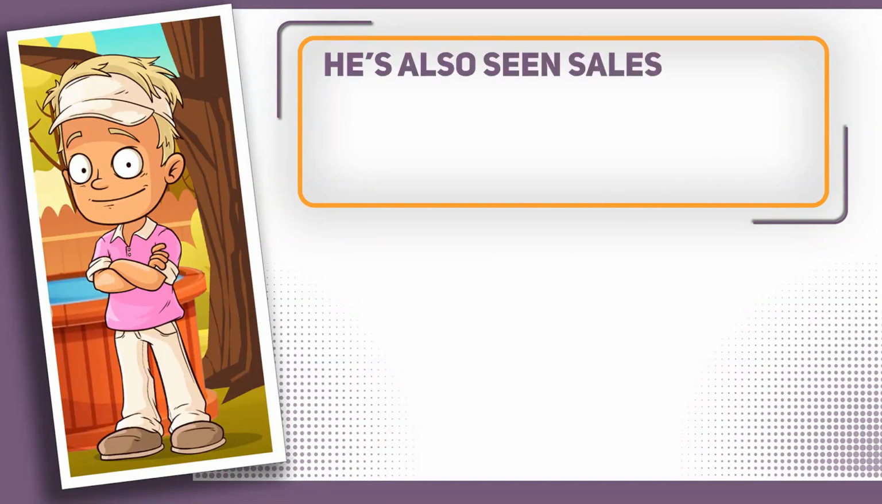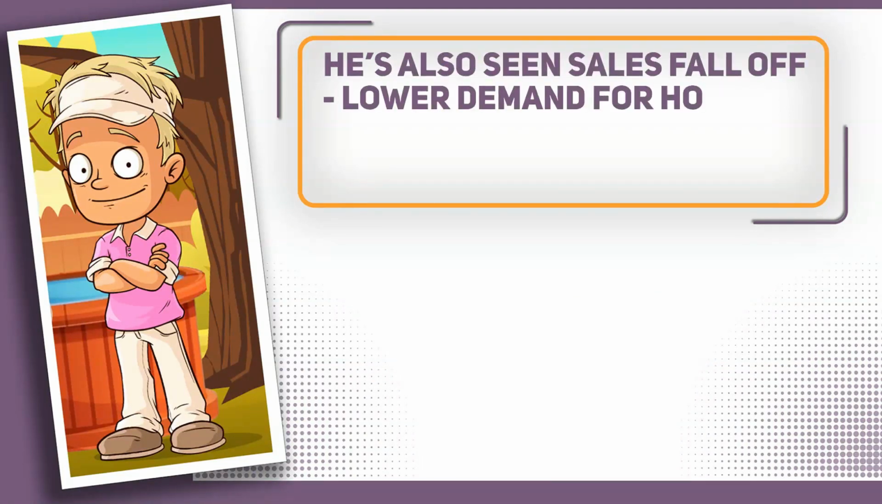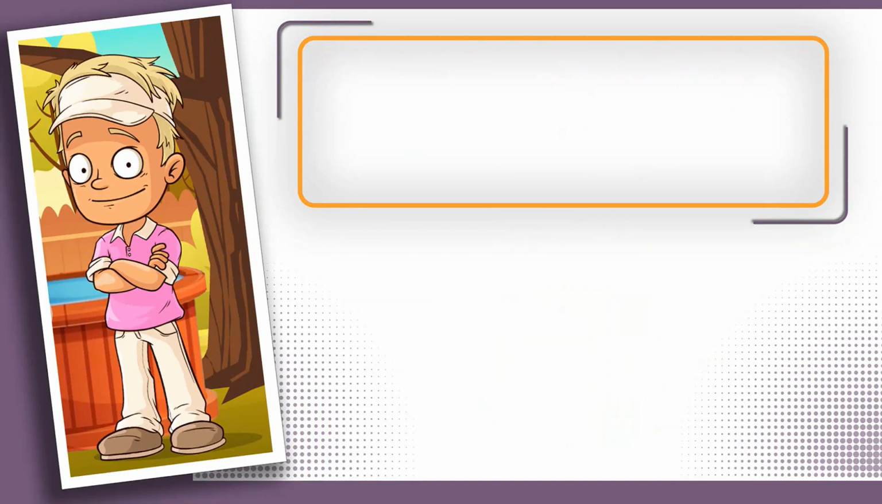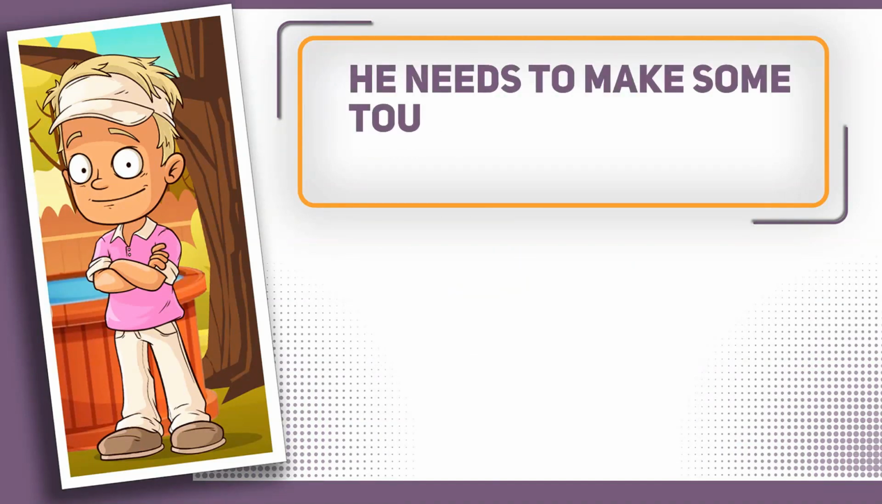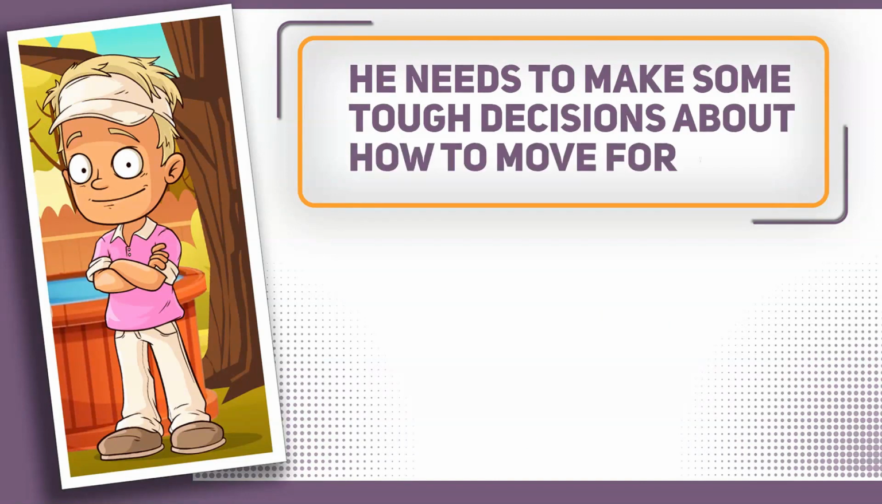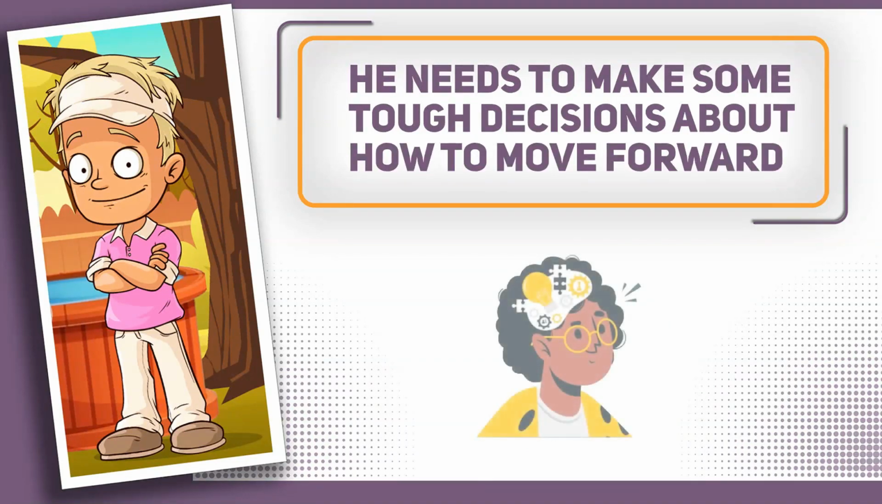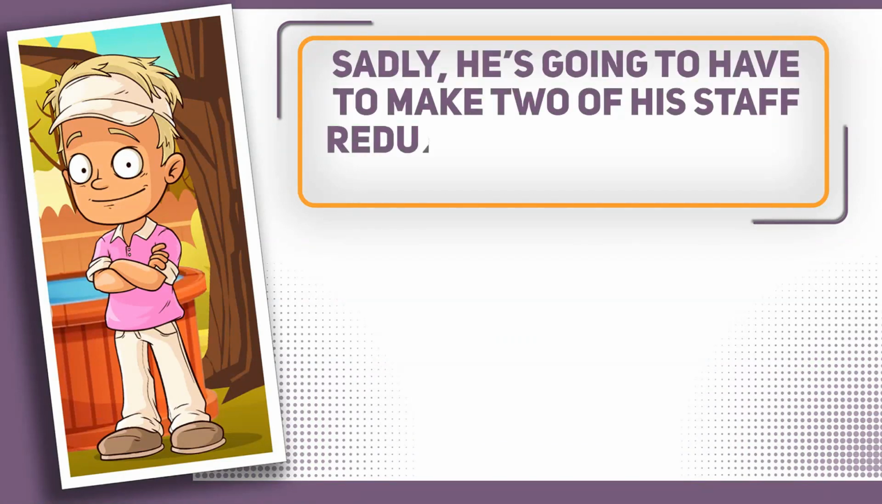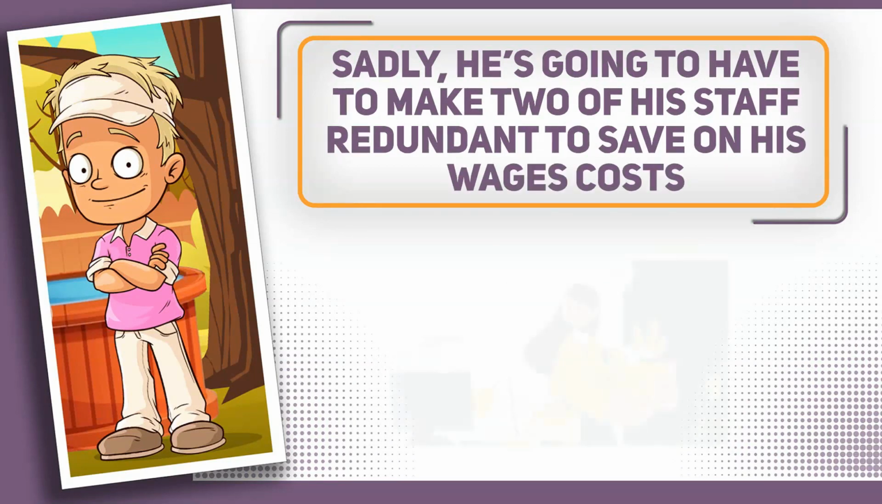He's also seen sales fall off. Lower demand for hot tubs means lower revenues and profits for Sven's business. He needs to make some tough decisions about how to move forward. First of all, he needs to look at his staff headcount. Sadly, he's going to have to make 2 of his staff redundant to save on his wage costs.